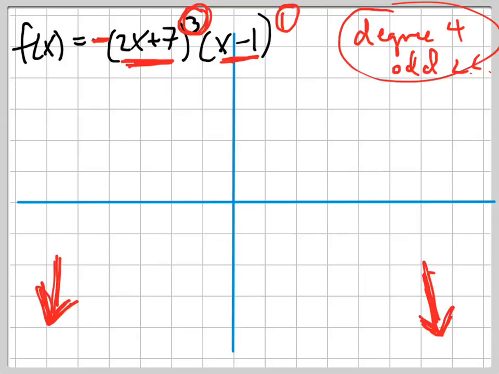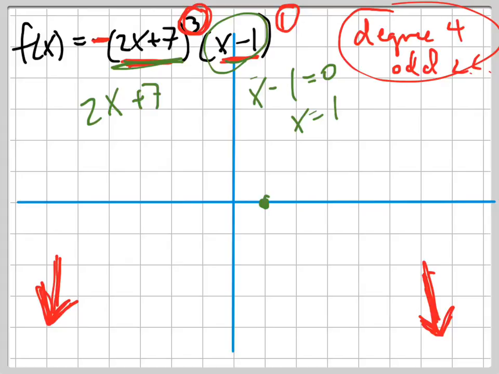The second thing to do is to look at the points. My points are, my zeros, I'm sorry. My zeros are going to be, right here you can see the 0. If I set that equal to 0, I get x equals 1. So there's one of my zeros. And my other 0 comes from here, and if I set that equal to 0, notice I don't have to worry about the negatives, that's on the outside. If I set that equal to 0, I'll get x equals negative 7 over 2. So it's negative 3.5.